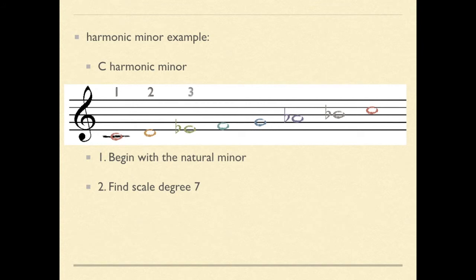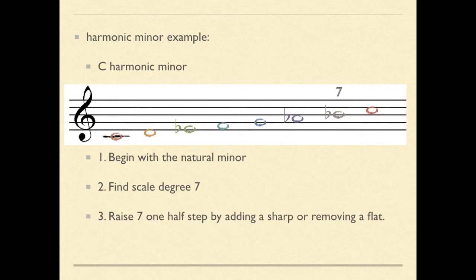1, 2, 3, 4, 5, 6, 7, 1. So focus on scale degree 7. And we're going to raise scale degree 7 1/2 step by adding a sharp or removing a flat and adding a natural. So we're going to remove that flat and we're going to add a natural. And now we have a C harmonic minor scale.